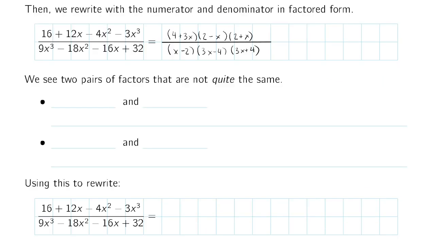First, I have this pair, 4 plus 3x and 3x plus 4. So these are the same except the order of the terms. Right? I've got a 3x in each and a 4 in each. But these are equal. Why are they equal? They're equal because addition is commutative. So I can just switch the order of the terms.